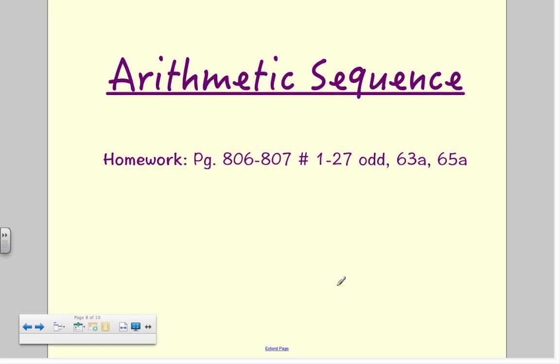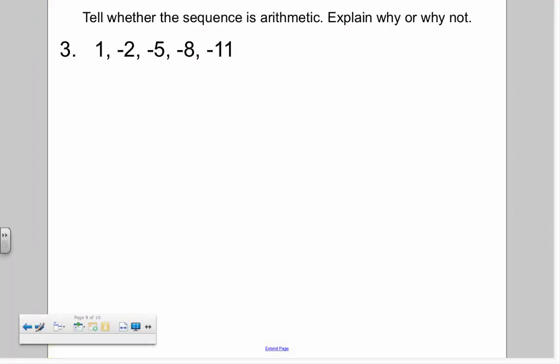Okay, let's talk about arithmetic sequences. This is from your homework, page 806 to 807, numbers 1 through 27 odd, 63A and 65A. Let's start with number 3. Tell whether the sequence is arithmetic. Explain why or why not.